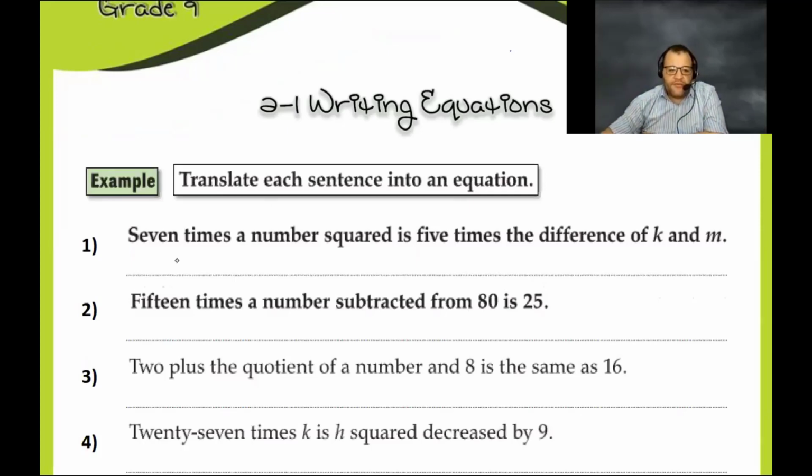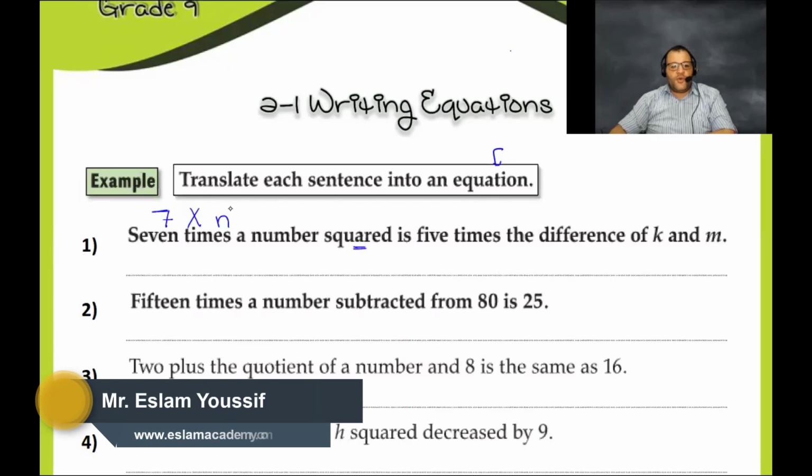The first one: 7 times a number squared is 5 times the difference of k and m. How can we translate this statement to an equation? At first, I will start with 7. What is the meaning of 7? That's the number 7. Times is the operation multiplication. A number: I don't know the number, so the number is n, a, x, y, any variable. What is the meaning of squared? I will go step by step to translate it. To the power of 2.